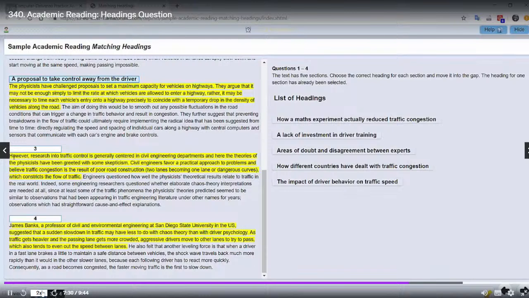Okay? However, research into traffic control is generally centered in civil engineering departments, and here the theories of the physicists have been greeted with some skepticism. So we know what this is going to be about. Okay? The engineering people disagree with the physicists. Right? Here we're getting areas of doubt.